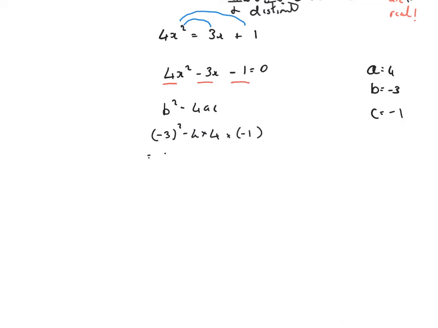Just be careful, minus 3 squared is 9. Minus 4 times 4 is minus 16. Minus 16 times minus 1 is plus 16. 9 plus 16 is 25. 25 is greater than 0. d is greater than 0. Therefore, roots are real and distinct.